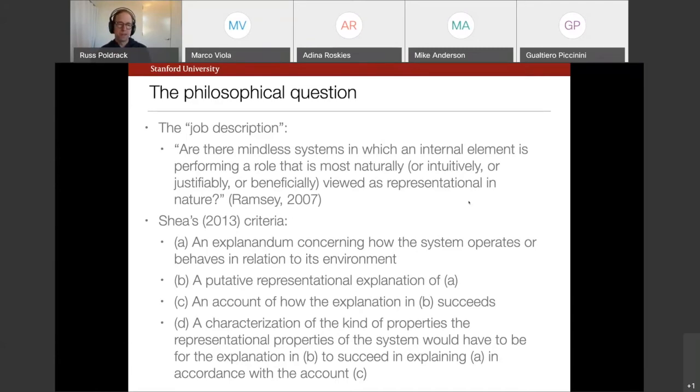So Nicholas Shea's paper lays out a set of somewhat more explicit criteria that I'm going to follow as I walk through, do we think these are really bona fide representations? So first we have to give an explanation of how the system is operating, how it's doing what it does, and give a representational explanation of that, and then show how that explanation succeeds, and show why it is really a representational explanation? But let's do that for object recognition.